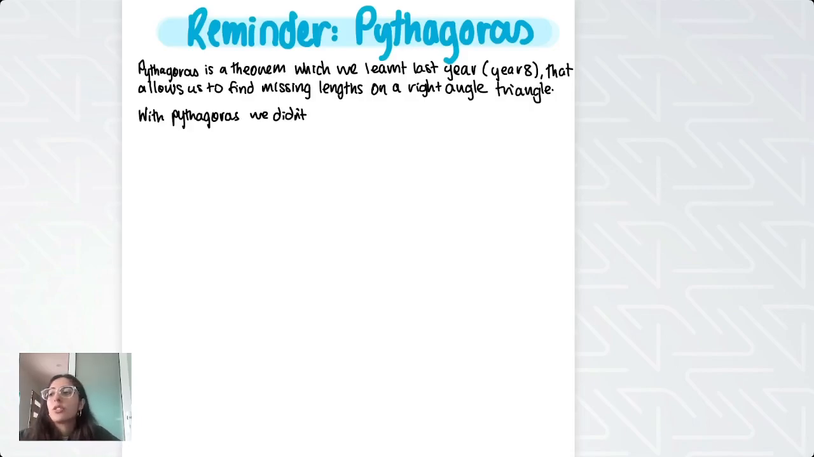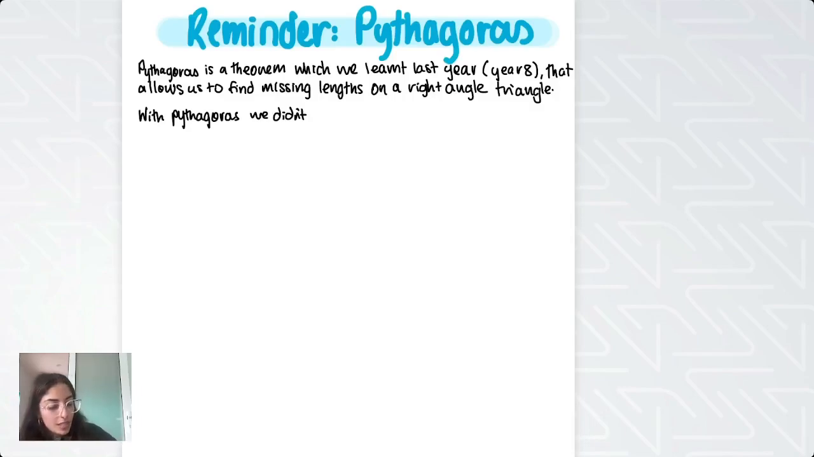Oh, yeah? So guys, just a reminder, you don't have to write everything down, just take notes. So obviously you don't need to write "Pythagoras is a theorem, which we learned last year in year 8." These are just for you. I write these notes because I want you guys to be able to read over them in the future and still understand them. But you guys just need to take dot points, okay?